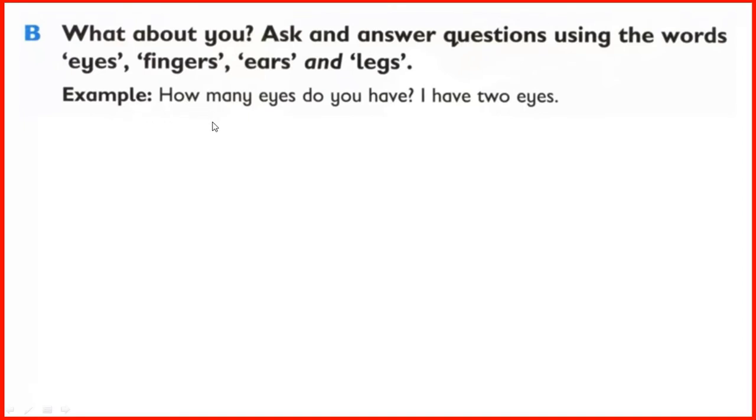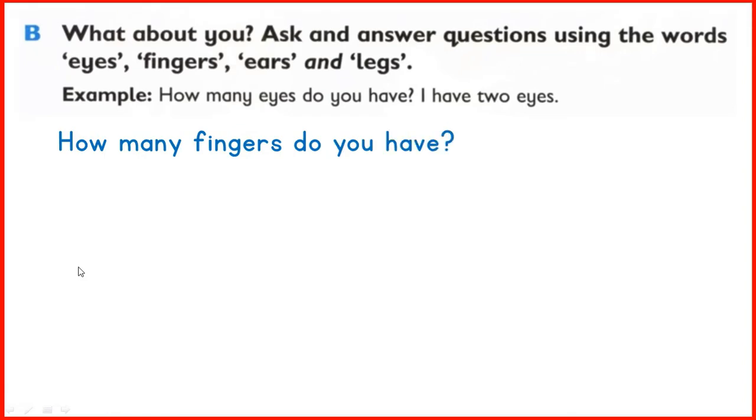Now I am going to ask about you. Number 1, example. How many eyes do you have? You reply me, I have 2 eyes. Now I'm going to ask about your fingers. How many fingers do you have? Show me your fingers. Yes, you have 10 fingers. You reply me, I have 10 fingers, like this.